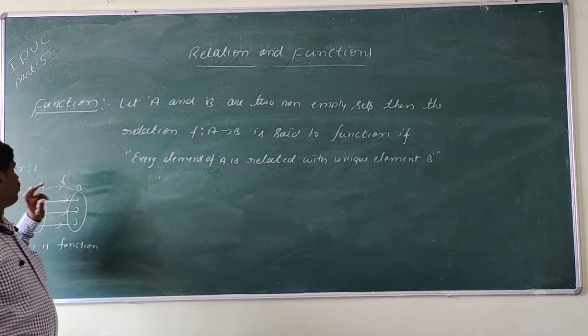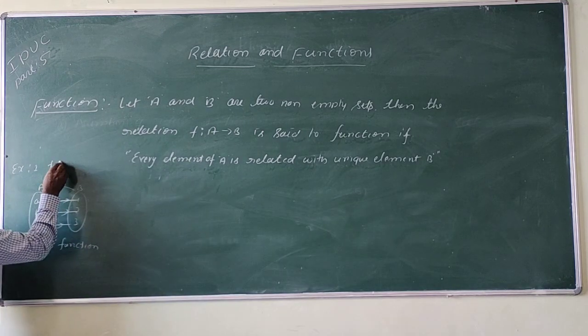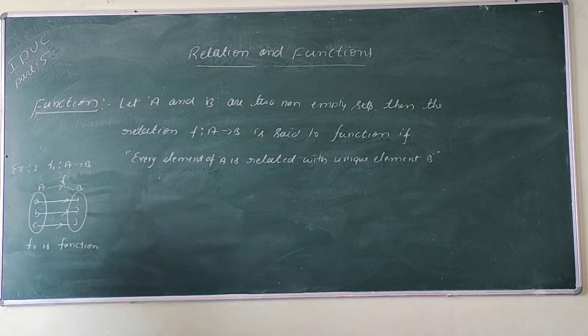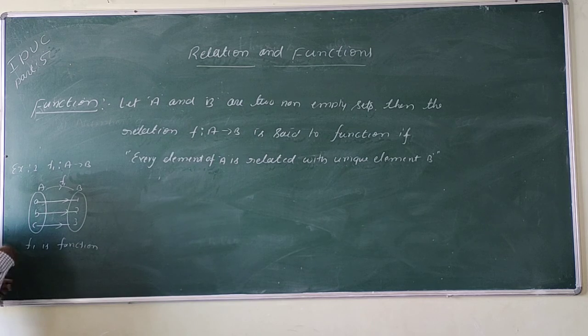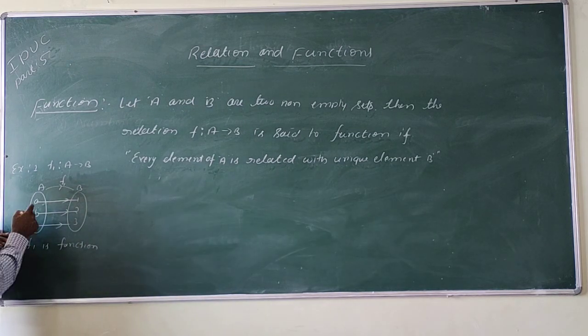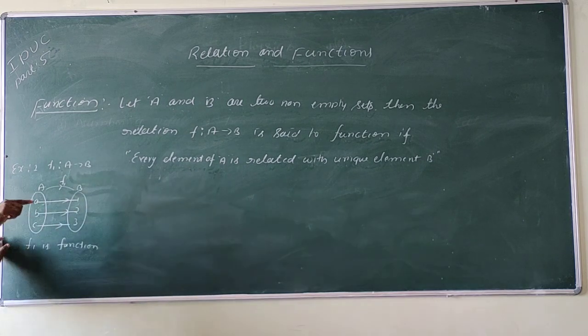F is a mapping from A to B. F1 is a mapping from A to B. This relation is a function. Why? Observe here: every element in the set A. How many elements are there in the set A? There are 3, that is A, B, C. Every element in the set A is related with a unique element.